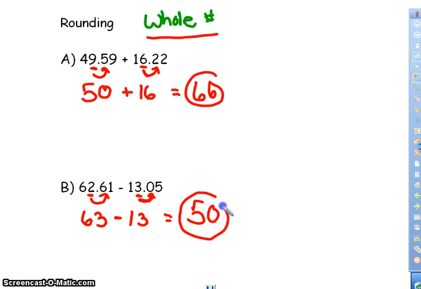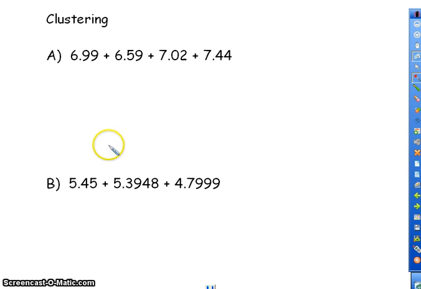And there's my solution. So once again, when you're rounding, you're going to round to the nearest whole number, the number in front of the decimal. Okay, for clustering. Remember, the trick for clustering is to change them all to the same whole number.